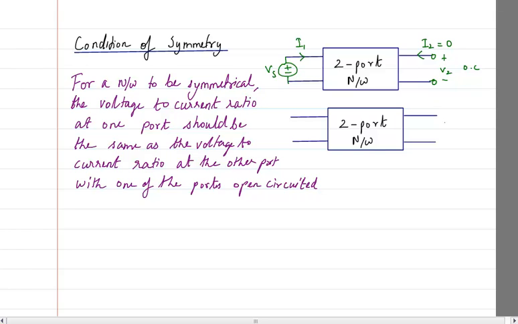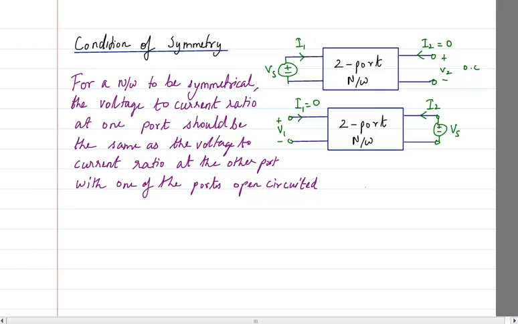And now we are going to interchange it. In the second case, we are going to consider that the voltage source, plus minus Vs, is getting applied here, because of which there is a current I2, and this side we have made open circuited. That means your I1 is going to be equal to 0, and there is a voltage plus minus V1, and this is now open circuited. So when one side is open circuited, on the other side you are trying to find out the ratio. Which ratio? The voltage to current ratio at the same port.